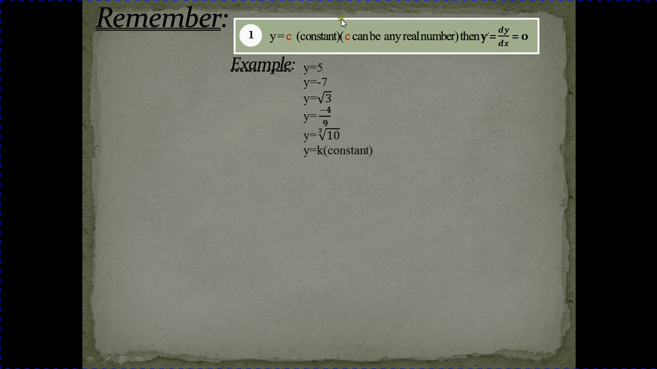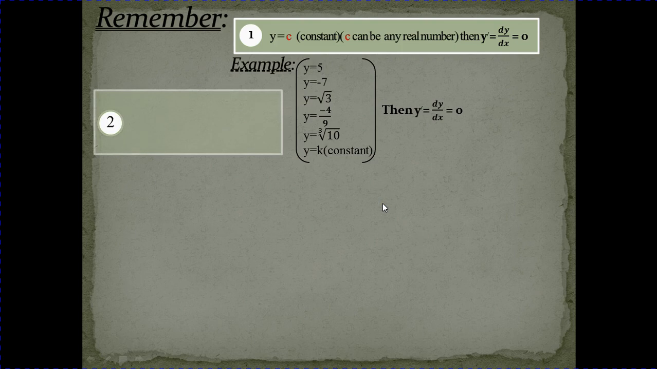You see here, each of them is a function that represents a number. It would be a constant function. Then if you want to get the first derivative, or y dash, or dy by dx, it will be 0 for each of them. 2. If I have the function y equals x, x is a variable, then dy by dx will be what? Remember? Yes, y dash equals 1. And if y equals negative x, then y dash equals what? It is negative 1.